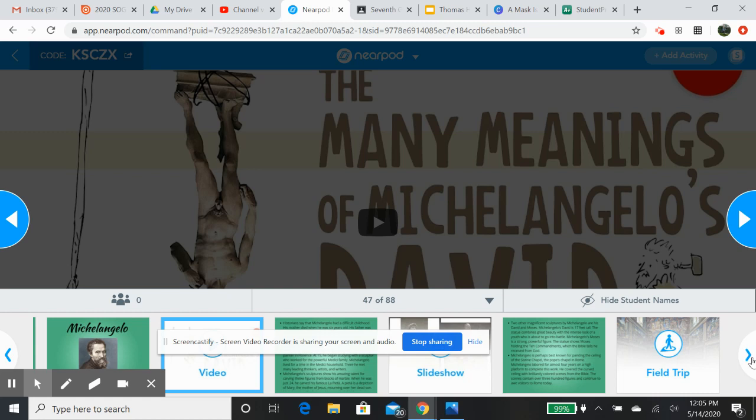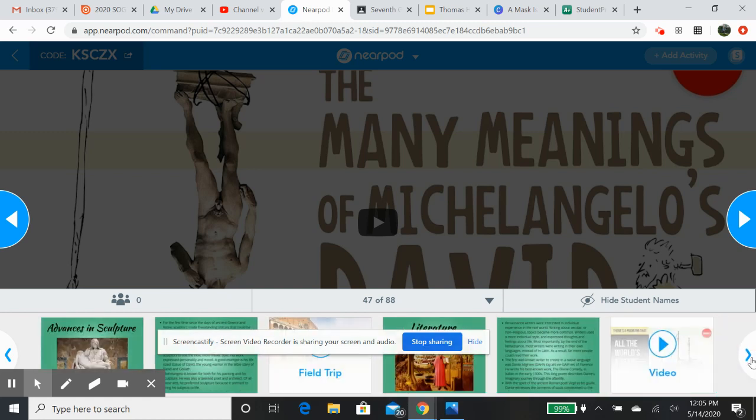I feel like we've already done this. We looked at the Sistine Chapel. Yeah, we already did this, but I did want to give you guys a little info on that.